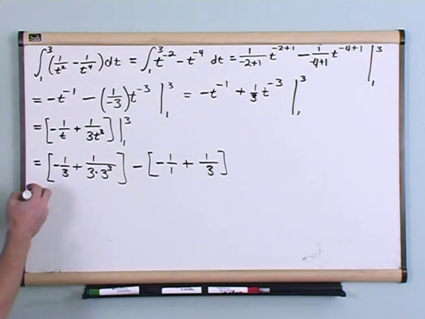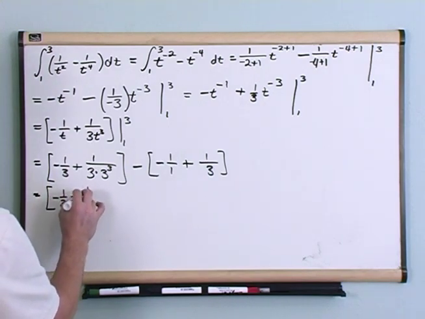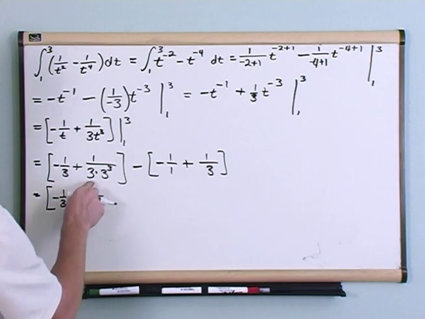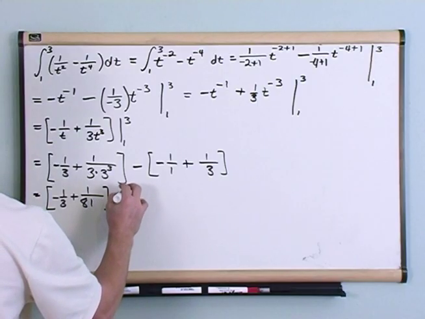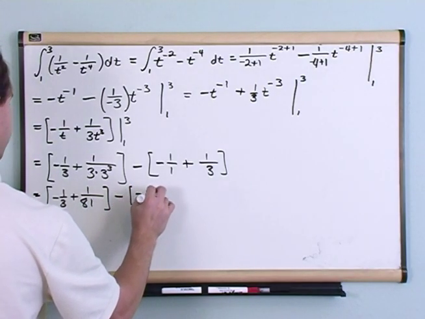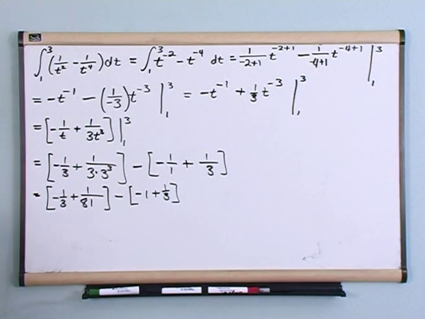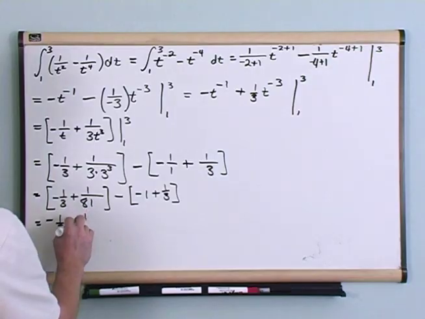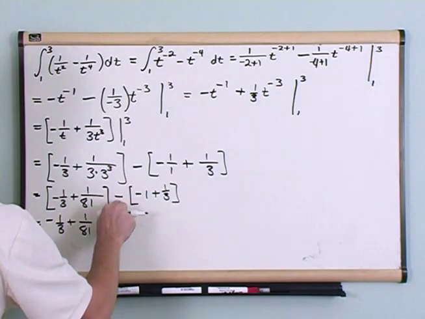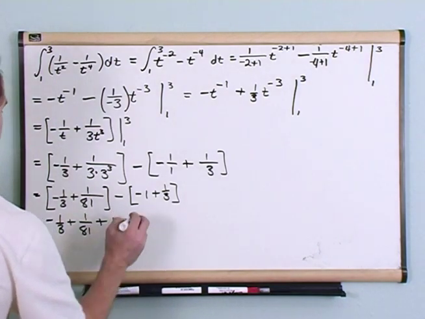Okay, so over here, what I'm going to have is negative 1/3 plus 1 over, and if you put that in your calculator, 3 times 3 to the 3rd, you'll get an 81 out of that, minus negative 1 plus 1/3. That's 1 over 1 is 1, so I just left it like this. And then to keep on going, to go ahead and just expand all this out, what you'll have is negative 1/3 plus 1 over 81. And then distributing this negative 1, you'll have plus a 1, and then minus 1/3.